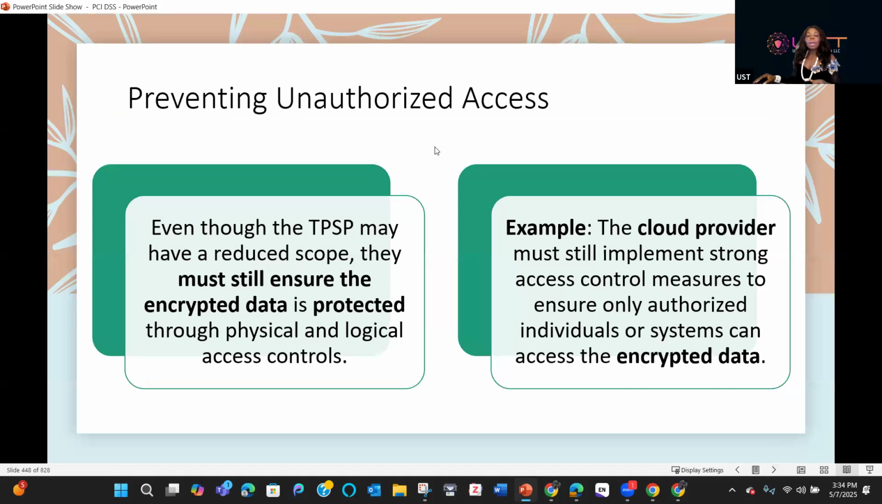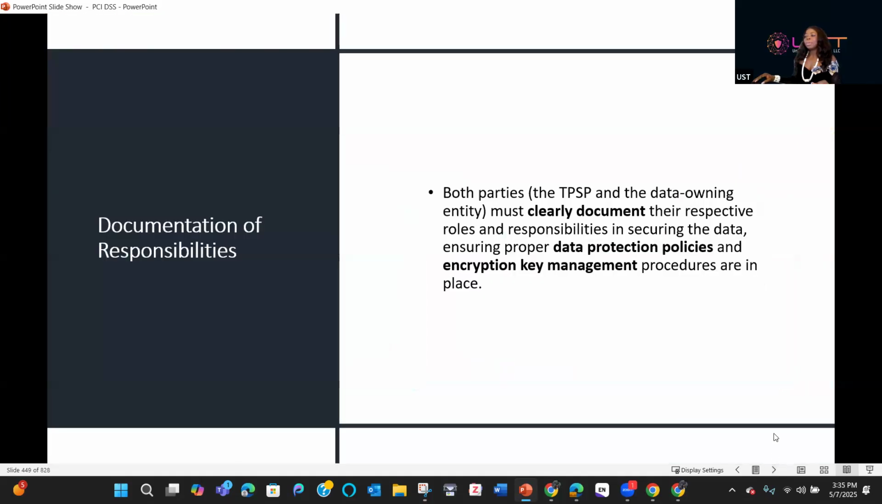I hope this is covered. And of course, in the course of doing that, you would also want to prevent unauthorized access. That's why it says that even though the third-party service provider might have a reduced scope, they must still ensure the encrypted data is protected through physical and logical access controls, not just the physical aspect, logical also. We're supposed to have logical access to that encrypted stored data, right? For example, the cloud provider must still implement strong access control measures to ensure only authorized individuals or systems can access the encrypted data, right?